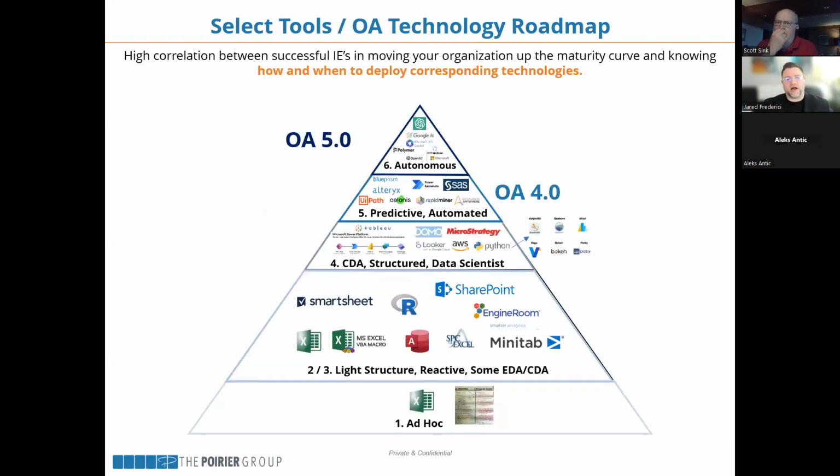Again, another triangle, but in the context of this, what are some operational analytics platforms, apps, and tools that tend to associate with these various levels? Note that this is imperfect, and some of these tools cross these levels, but you can see, from Excel with macros to Access databases to your classic Minitab or EngineRoom or R or other platforms, some tools associated with these that we can dive into at a later date. This is a recommended deep dive based on the fact that the Poirier Group gets to see hundreds of organizations in a lot of different industry verticals.